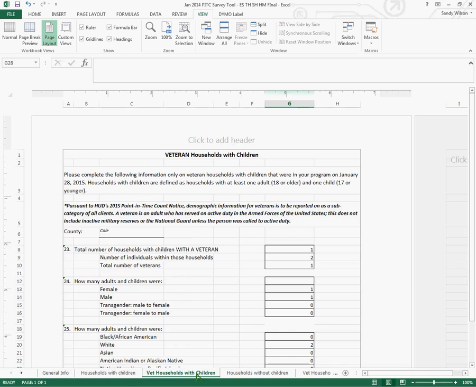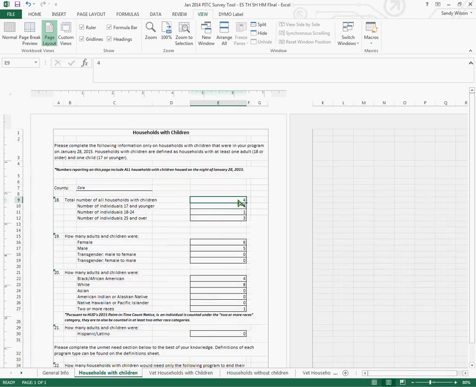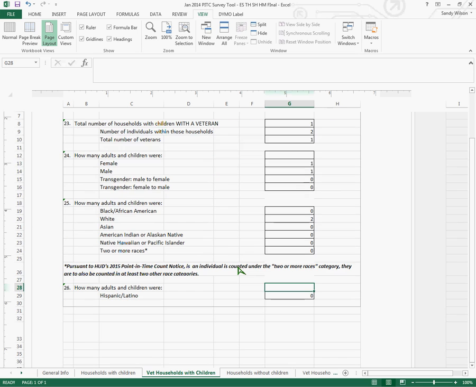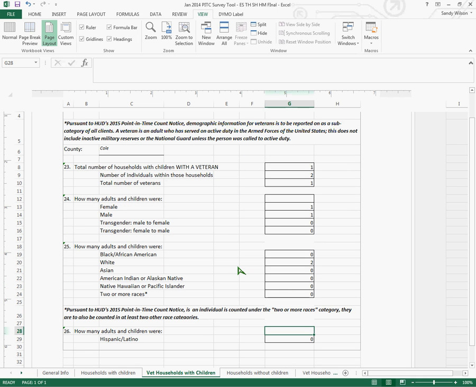Then when I went to this tab, I was looking only at these 4 households and identifying, do I have any of those households with veteran? And if I did, then I answered these questions on that specific household. Okay. I know it may be a little confusing, but I'm hoping that this is helping to clear it up just a little bit.